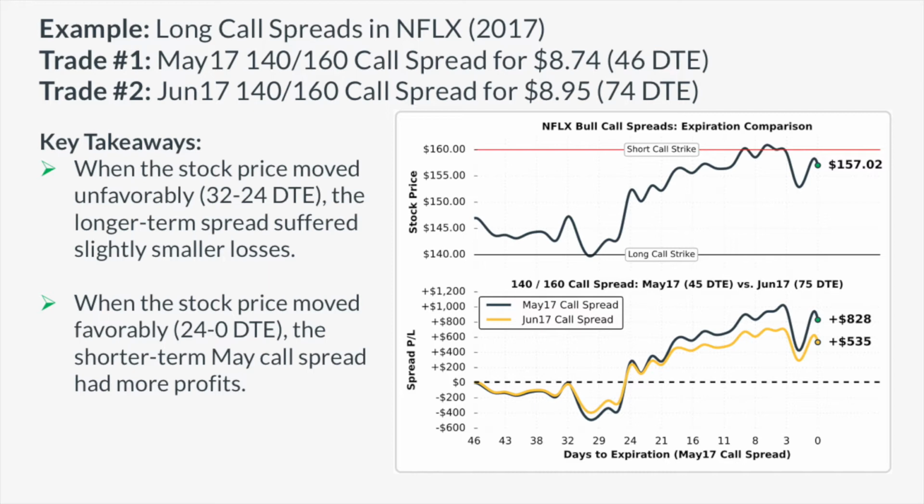Now, that's because the shorter-term May call spread has less extrinsic value than the longer-term June call spread. So when the stock price moves favorably, the shorter-term call spread is going to perform better than the longer-term call spread, and that's because that shorter-term call spread has less extrinsic value and can therefore get closer to the maximum profit.